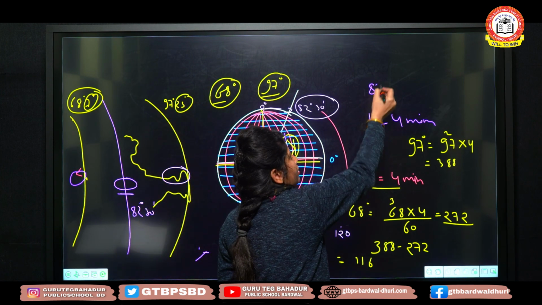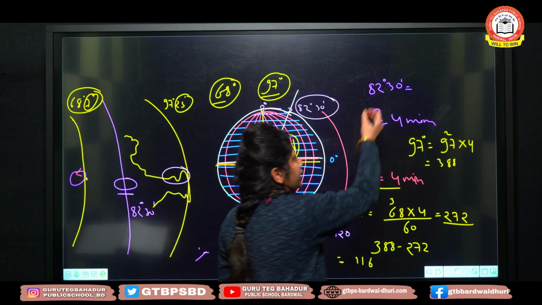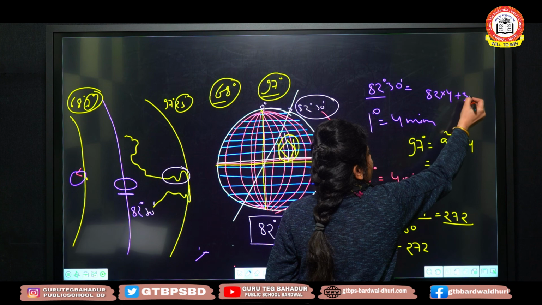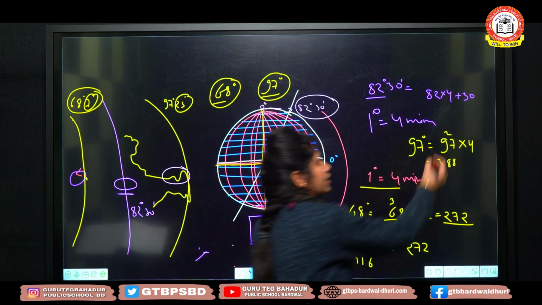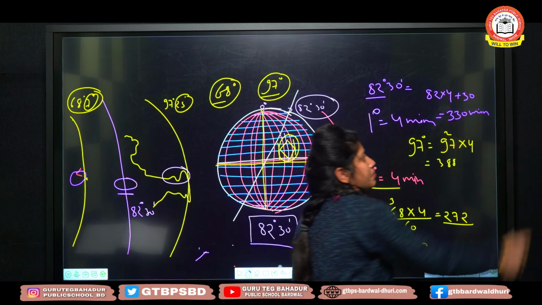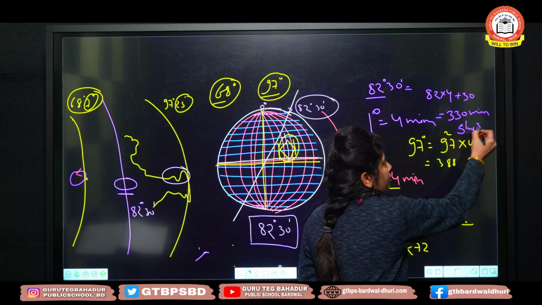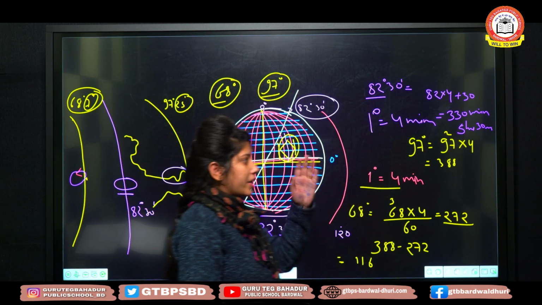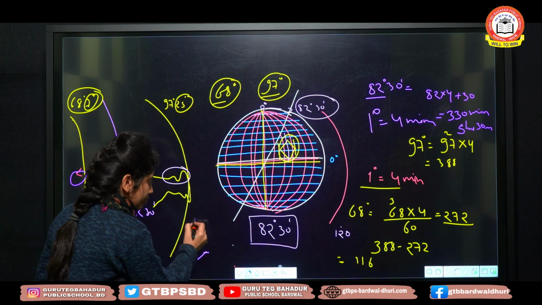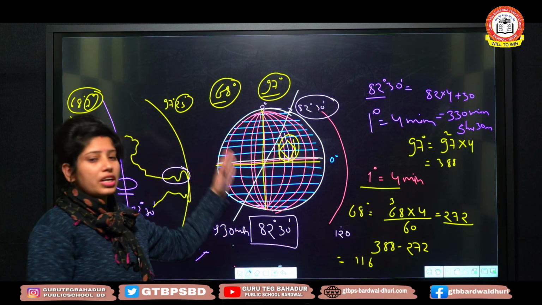How much time will it be here? 82 degree 30 minutes. Easily calculate. 82 degree means 82 multiplied by 4 plus 30. It will be about 330 minutes. That is 5 hours 30 minutes. So it is our standard time in comparison with the Greenwich line. So we are ahead by 5 hours 30 minutes with respect to the Greenwich line.